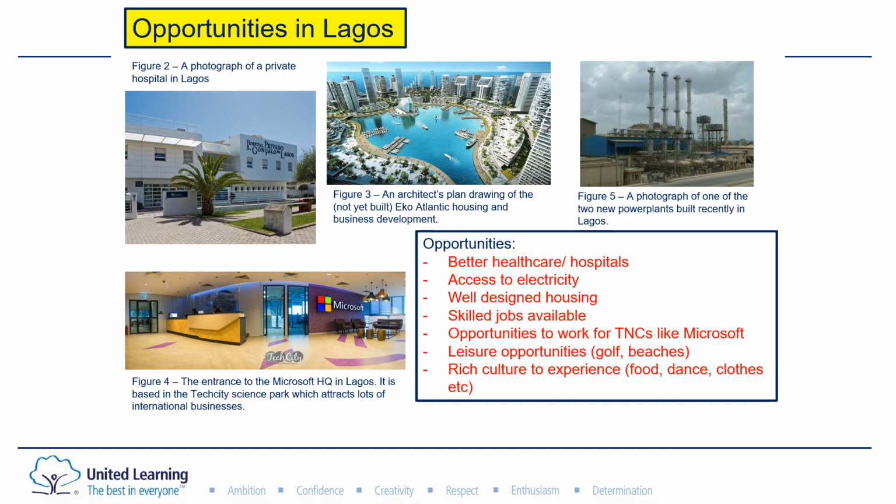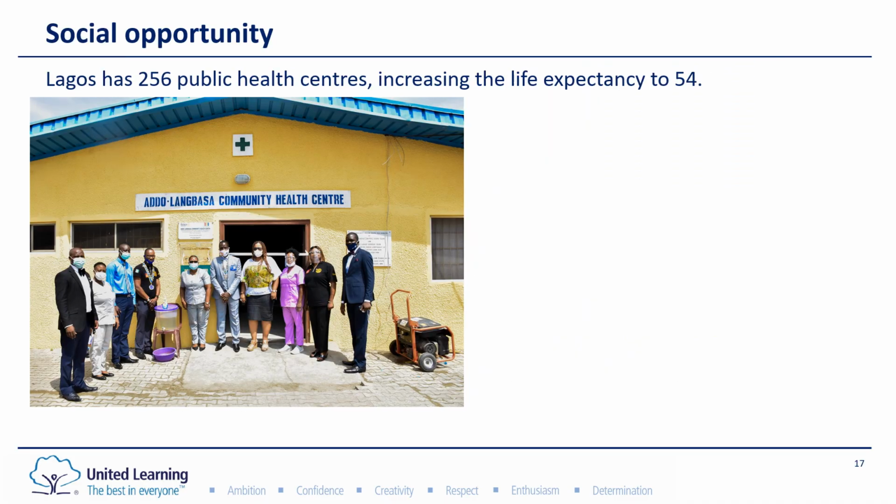And then we get onto the opportunities. We need to know how urban change, so Lagos growing, now being home to 21 million people, has created opportunities. And I'm just going to talk through each one as I go through the slides. This is a great opportunity for you to jot down the specific PLC and exactly what it means. So, a social opportunity for people. Lagos has 256 public health centres.